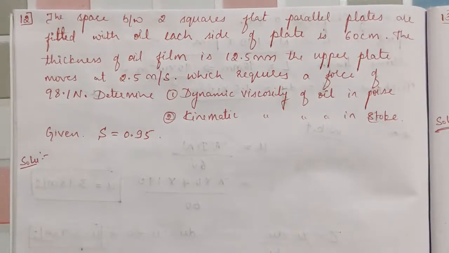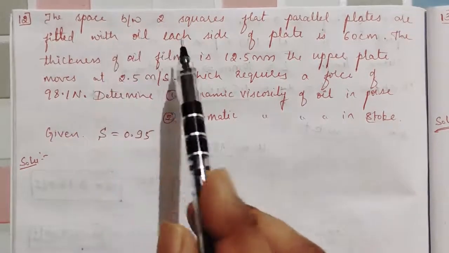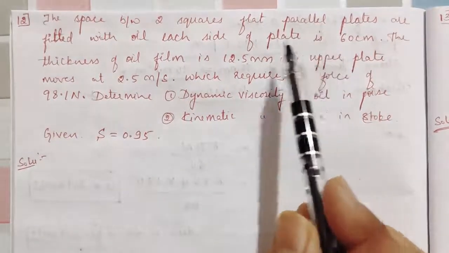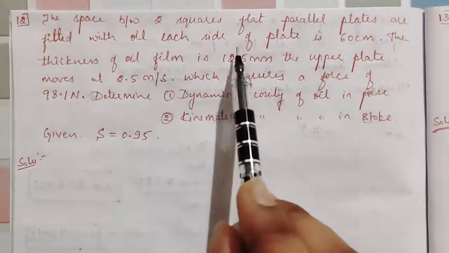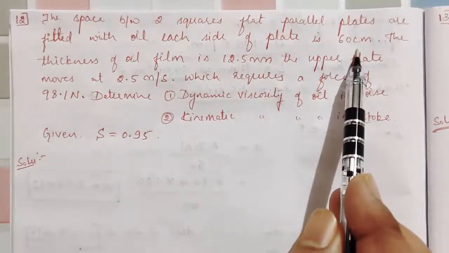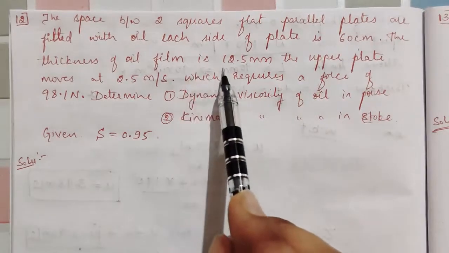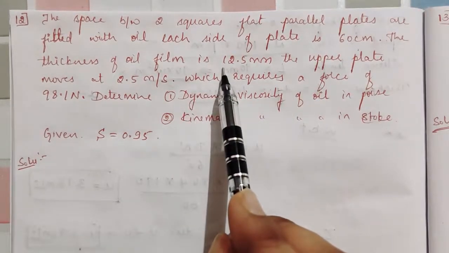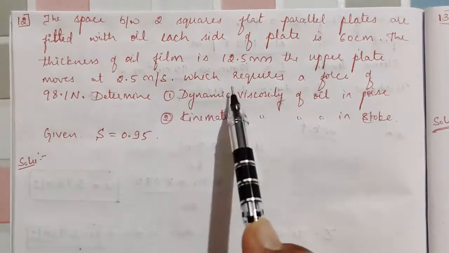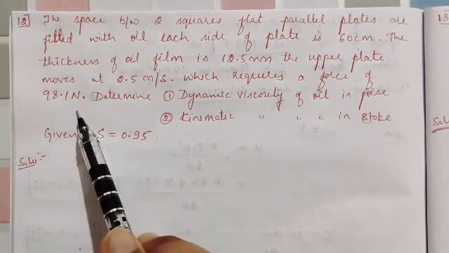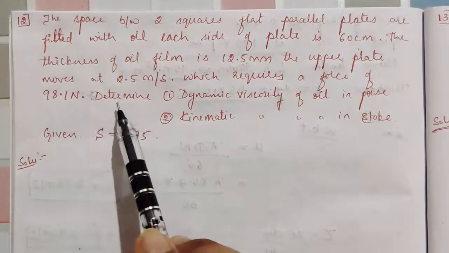See here, the space between two square flat parallel plates is filled with oil. Each side of the plate is 60 centimeter. The thickness of the oil film is 12.5 mm. The upper plate moves at 2.5 meter per second, which requires a force of 98.1 Newton.